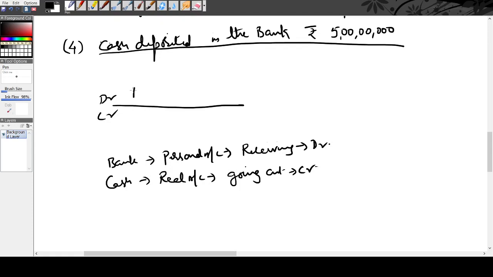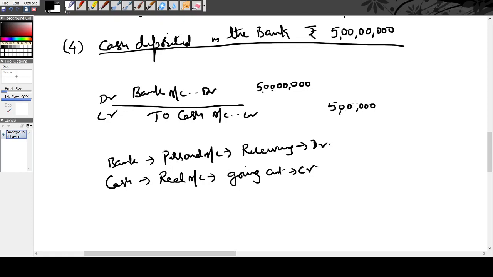So I'll write the entry here. Bank account debit 5 crores to cash account credit rupees 5 crores. So this is how I record the journal entry. Bank account is debited and cash account is credited.